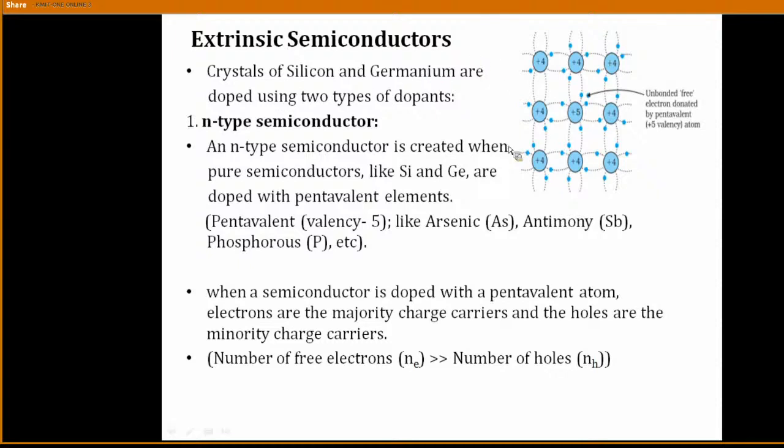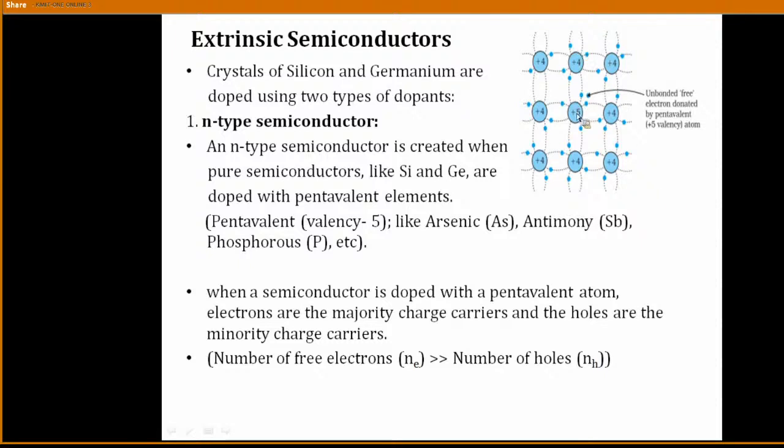There are two types of extrinsic semiconductors: N-type semiconductor and P-type semiconductor. What is an N-type semiconductor? If you are doping an intrinsic semiconductor with pentavalent impurities. What are the pentavalent elements? The valency 5 elements: arsenic, antimony, phosphorus. This is a phosphorus atom I am taking. This +4 is nothing but your silicon or germanium crystal.